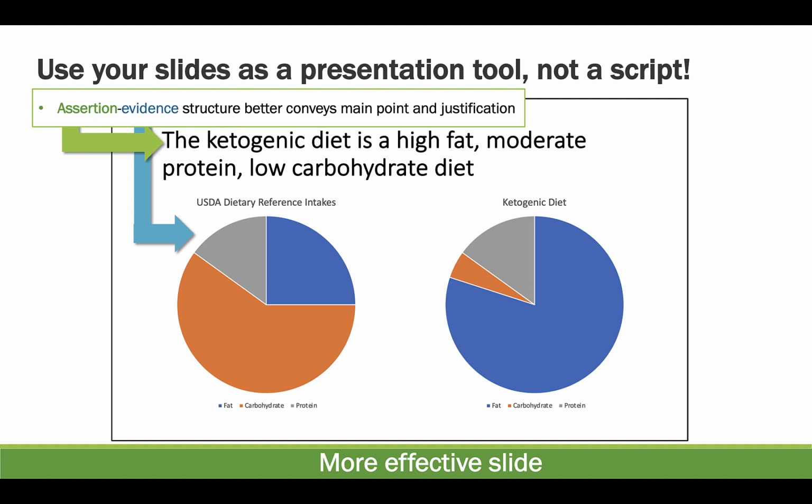As you can see, this slide much more effectively introduces the audience to the ketogenic diet because it clearly states that it's a high-fat, moderate protein, low-carbohydrate diet, and then the pie charts very clearly contrast the USDA dietary reference intakes for these macronutrients with the recommended macronutrients for the ketogenic diet.